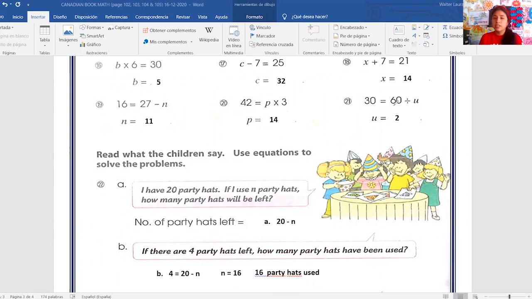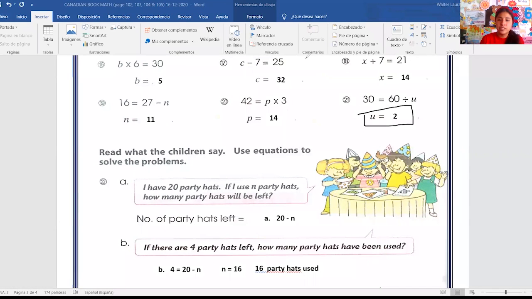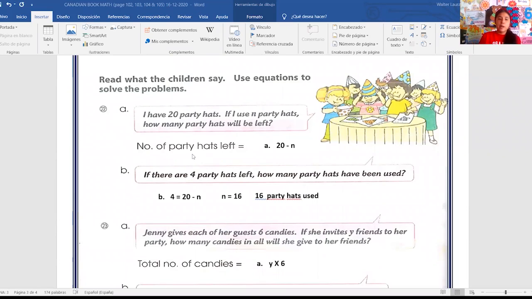What about the last one here? 30 equals 60 divided by u. In this case, you know, right? The value of u is 2. Very good. So we finished the values here, okay? Now it says, read what the children say. Use equations to solve the problems.